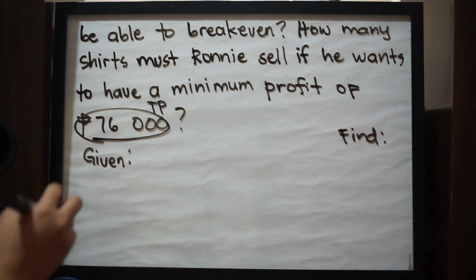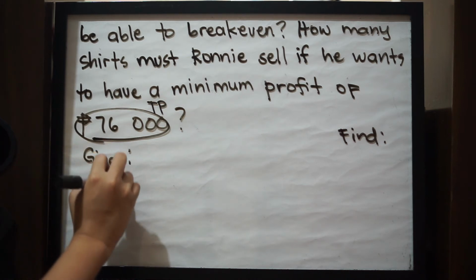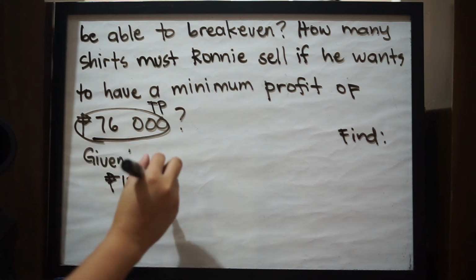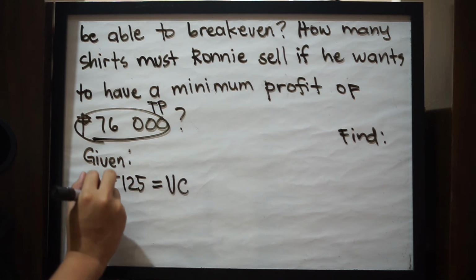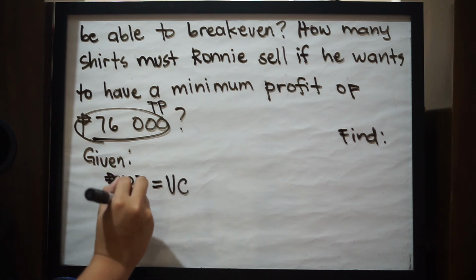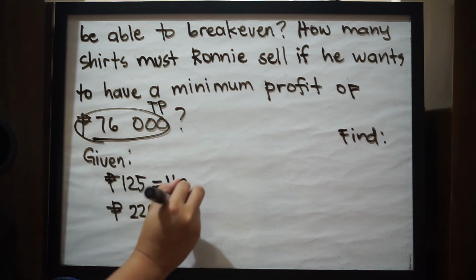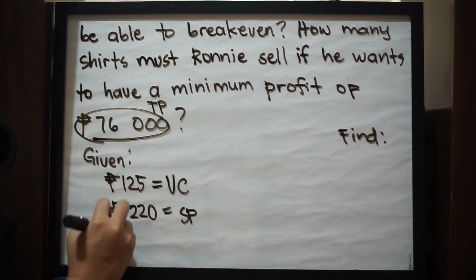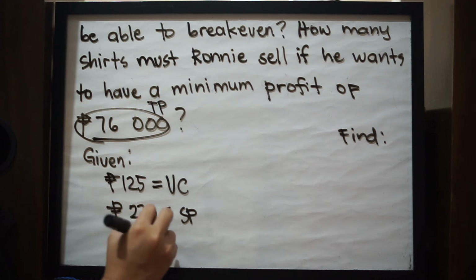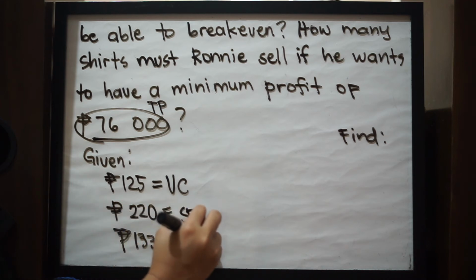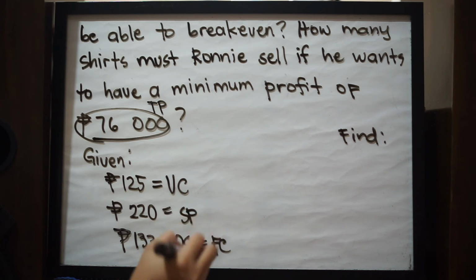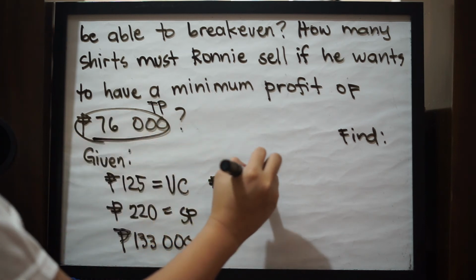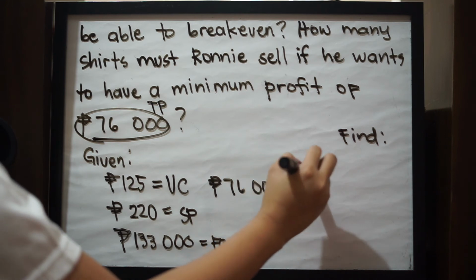Una, meron tayong 125 pesos. Let's just use the abbreviation. Sabi natin kanina, 125 is the variable cost. Next is the 220 pesos na equal to the selling price. Yung isa pa is 133,000 pesos. Ito ay fixed cost. And then, the last given value is the 76,000, which is our target profit.